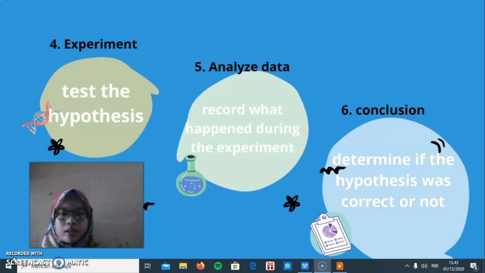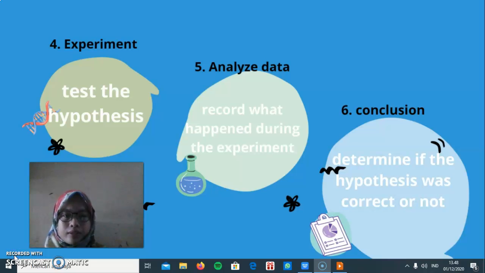And next is analyze data. Record what happened during the experiment. Once your experiment is complete, collect all measurements and analyze them to see if our data support our hypothesis. Use charts, graphs, and pictures. No explanation, only observation.